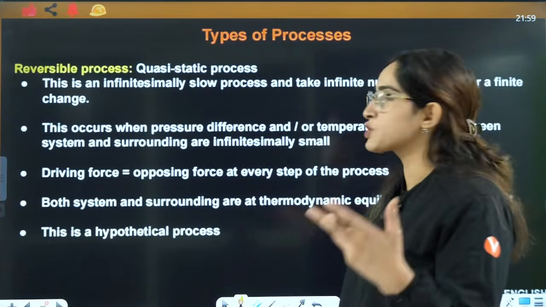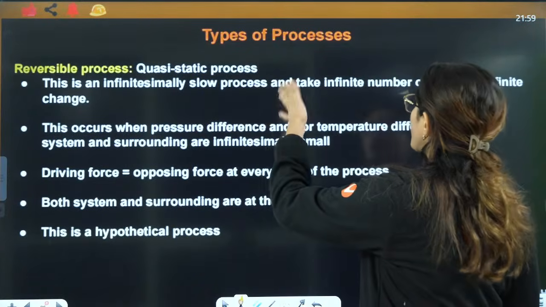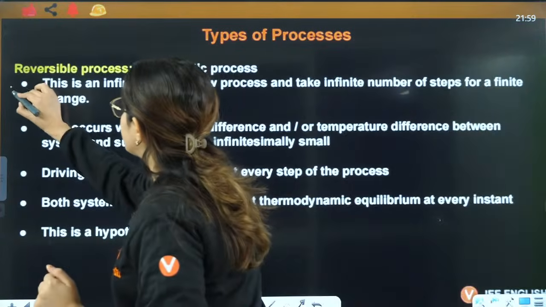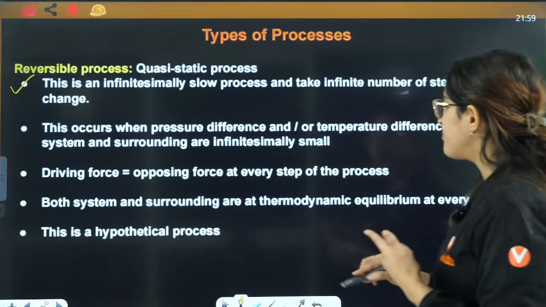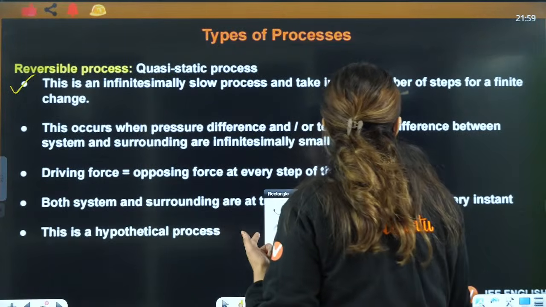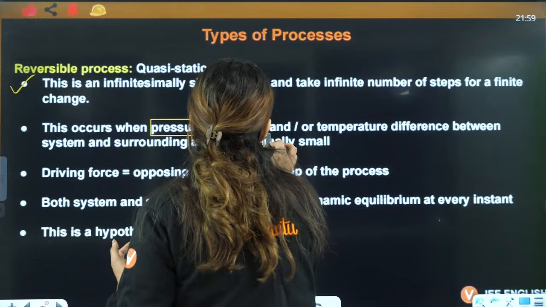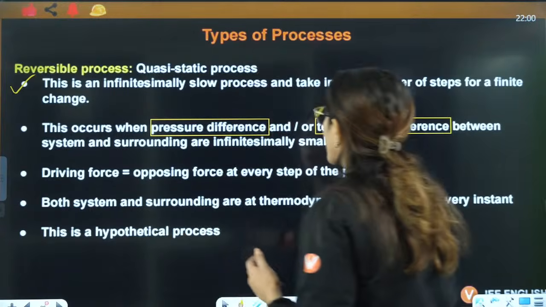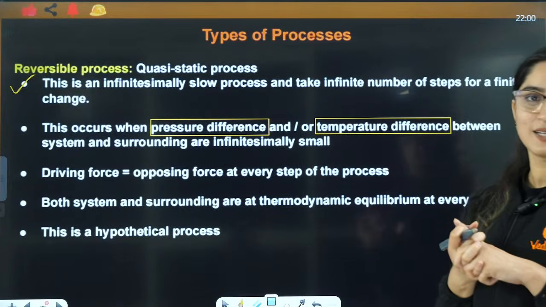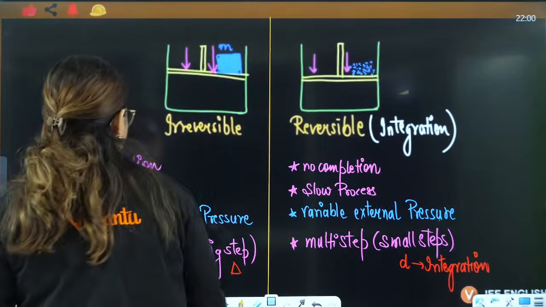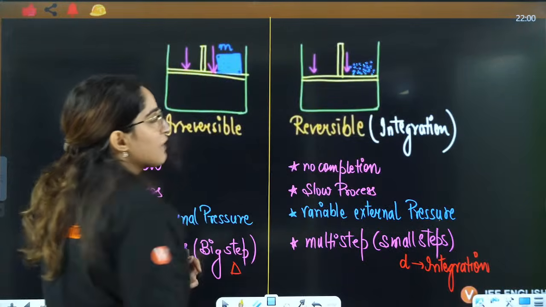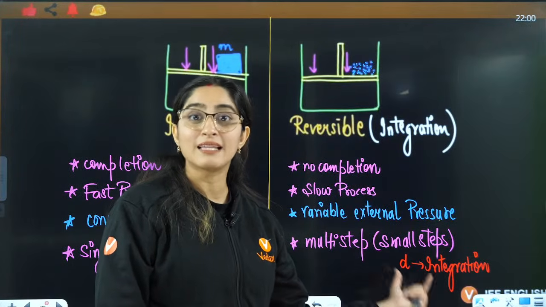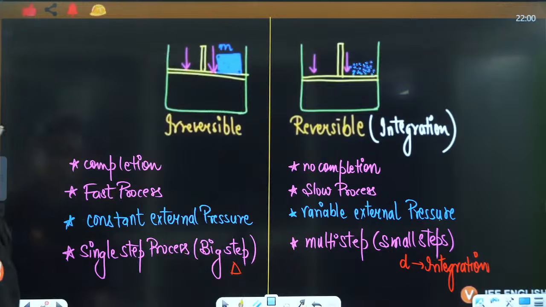It is also called quasi-static. This is a very slow process, taking an infinite number of steps. I told you, multi-step process. This occurs when the pressure difference or temperature difference between system and surrounding is very small, right? So you can see the pressure difference will be very small. Very small changes will be there, right? That's why we will use the integration formula here, right?